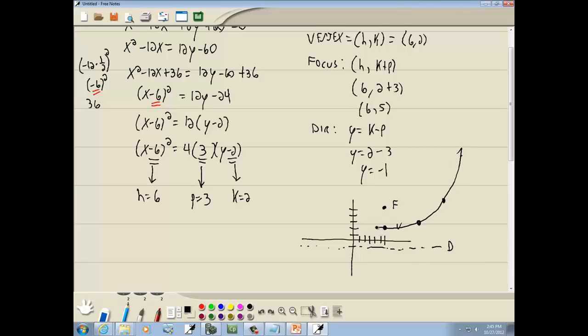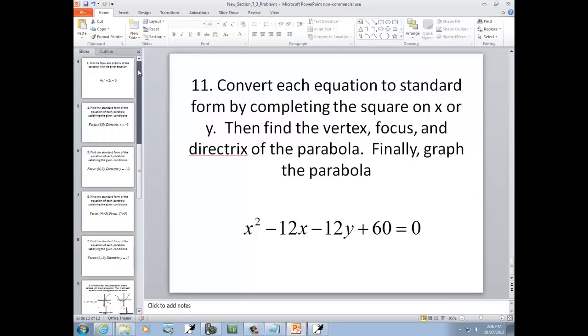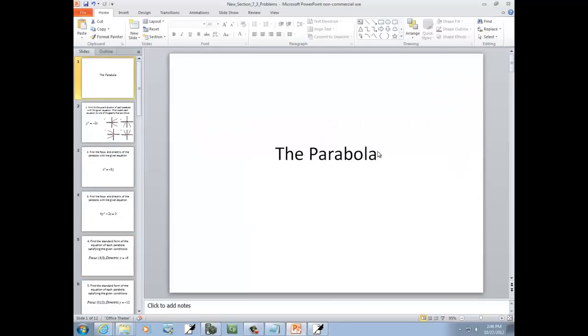And then by symmetry, this will look very similar, but flipped across that line. If you want to think of it, you have a line of symmetry. It passes through your focus and your vertex, like that. And I believe that was the last problem. So we're done with that section, the parabola.